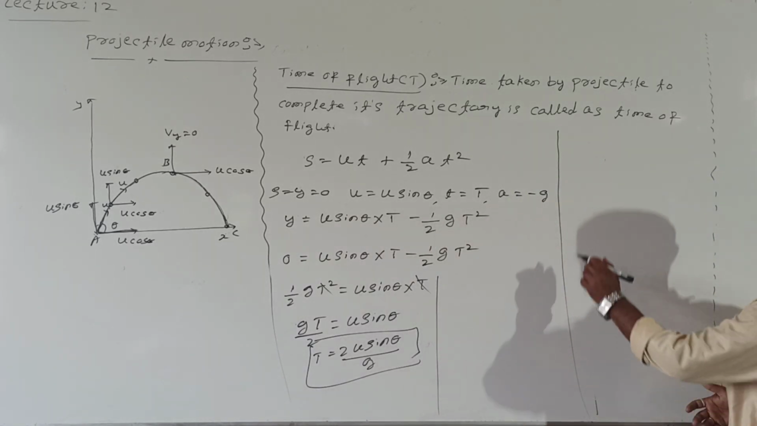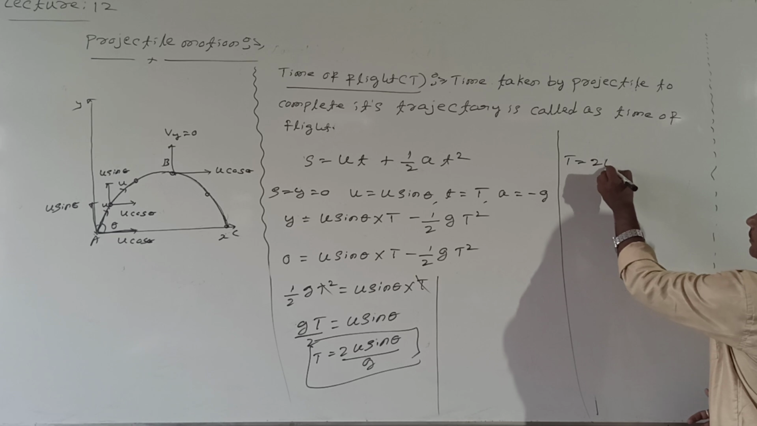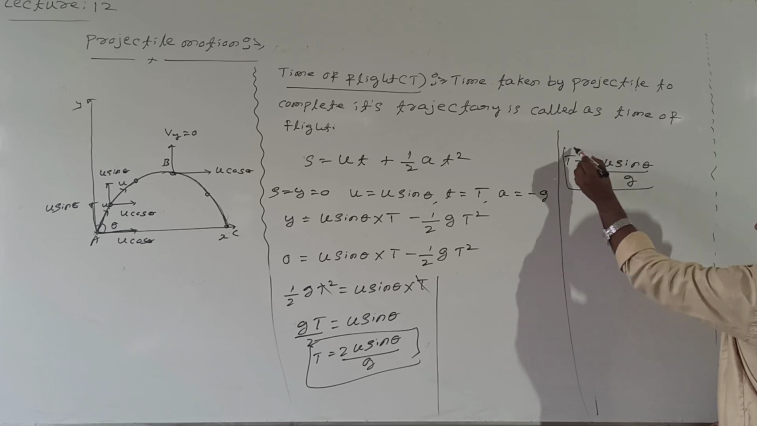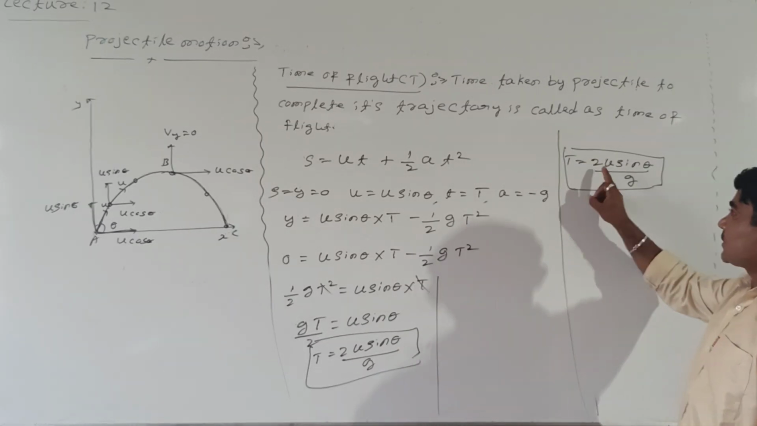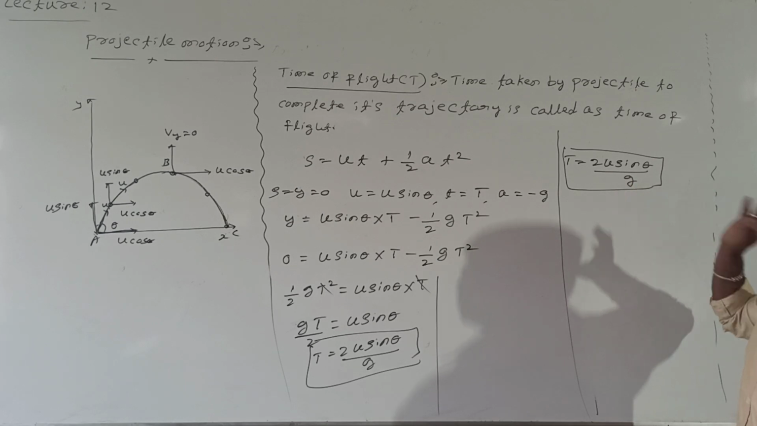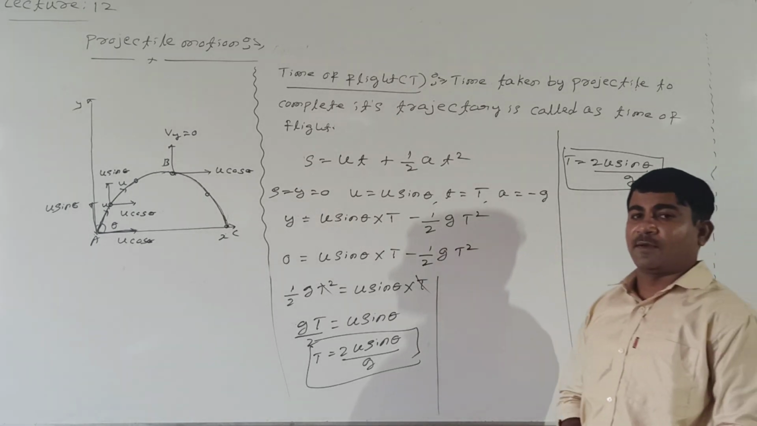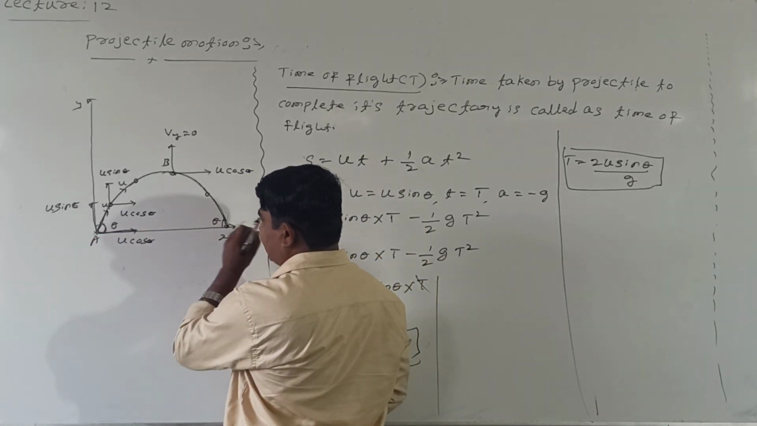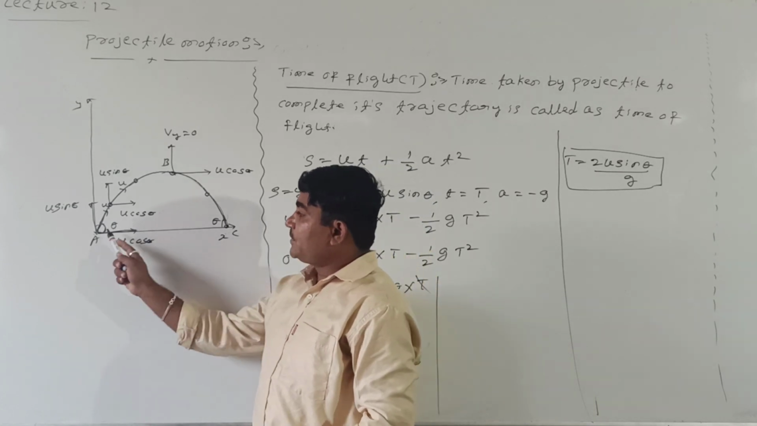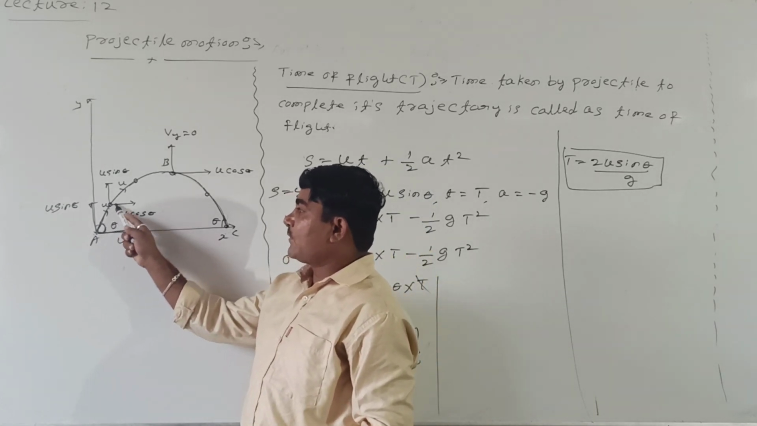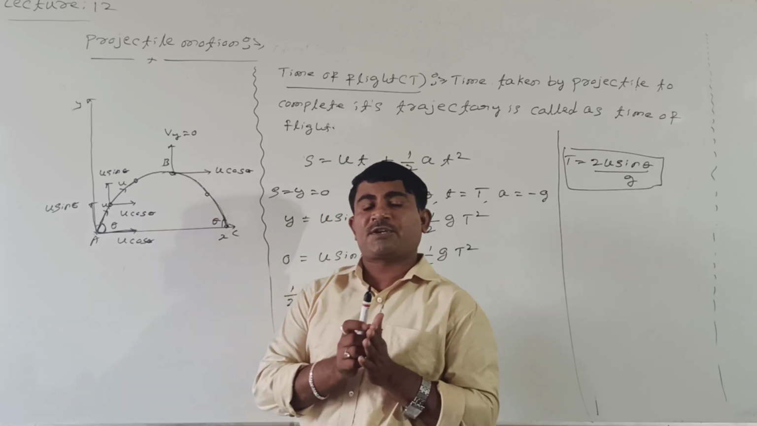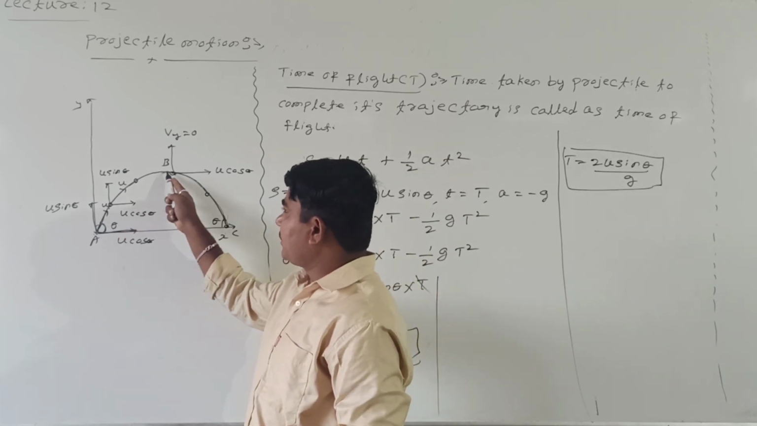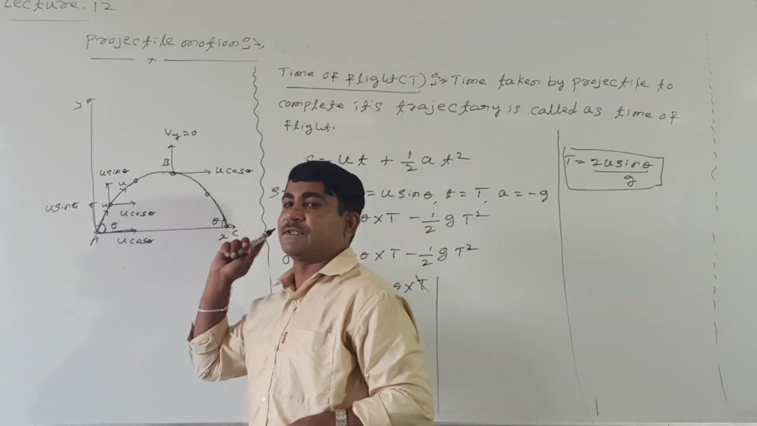Then what is the time of flight here? The time of flight can be written as 2u sin theta divided by g. Here 2 is constant, the initial velocity is constant, and g is constant. What is the variable? Angle of projection is the variable. At this point it is maximum, and at this point it is maximum. But as the projectile goes from this point, the angle of projection will gradually decrease, and from B to C it will increase.